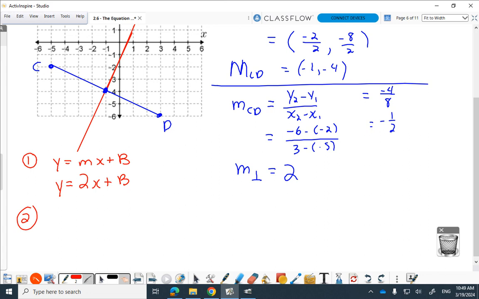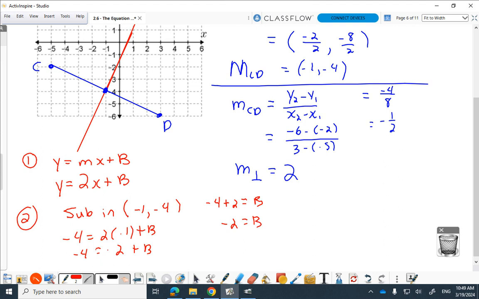Sub in what? Sub in that midpoint. What is it? Sub in -1, -4. And so I get -4 equals 2 times -1 plus b. -4 equals -2 plus b. I'm doing this part fast on purpose because I'm hoping that's boring. You did that a whole bunch, and I get negative 2 equals b.